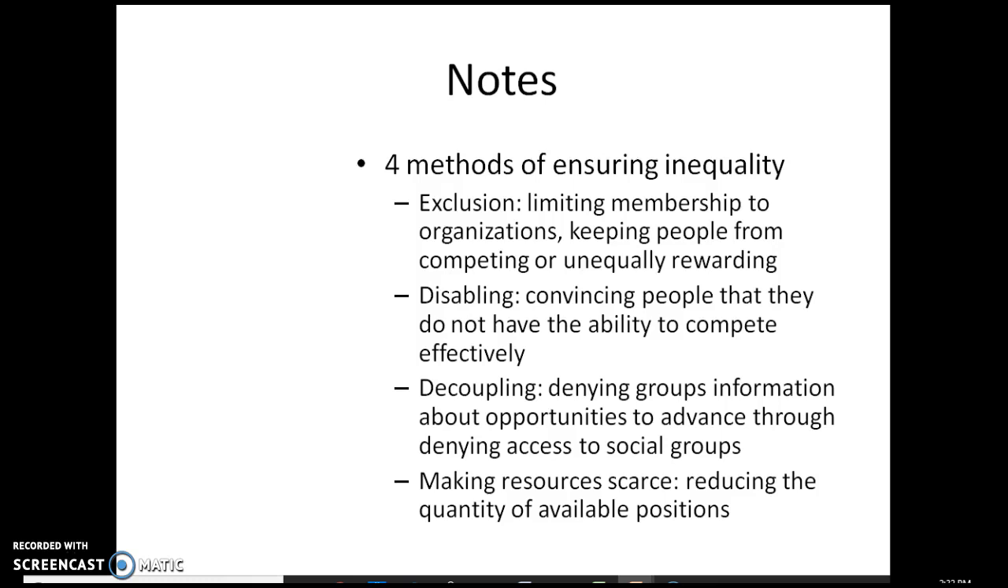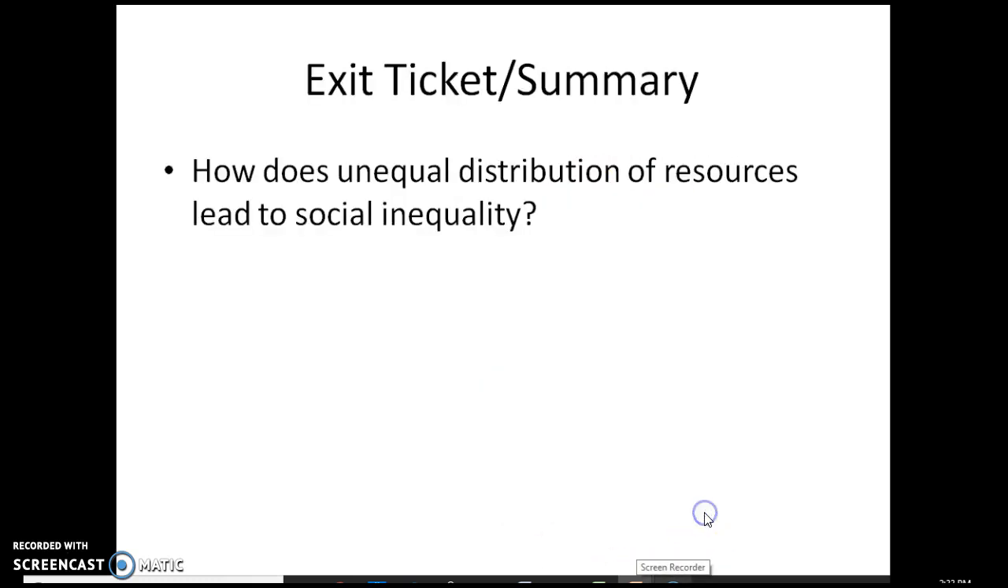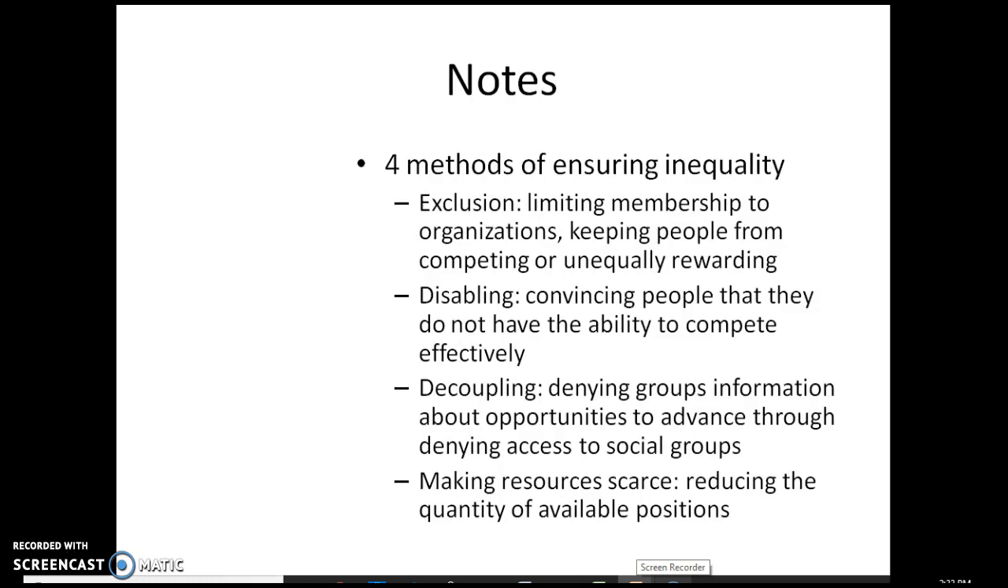There are 4 methods of ensuring inequality. The first method is exclusion, and this is when you limit membership to organizations, keep people away from competing or unequally rewarding individuals. The second, disabling, is when you convince people they do not have the ability to compete effectively. The third, decoupling, is when you deny groups information about opportunities to advance through denying access to social groups. And the fourth and final is making resources scarce, which is you reduce the quality of available positions. Again, you're going to write this information down on the right-hand side of your notebook. And if you need to pause at any point in time, you may go ahead and do so.